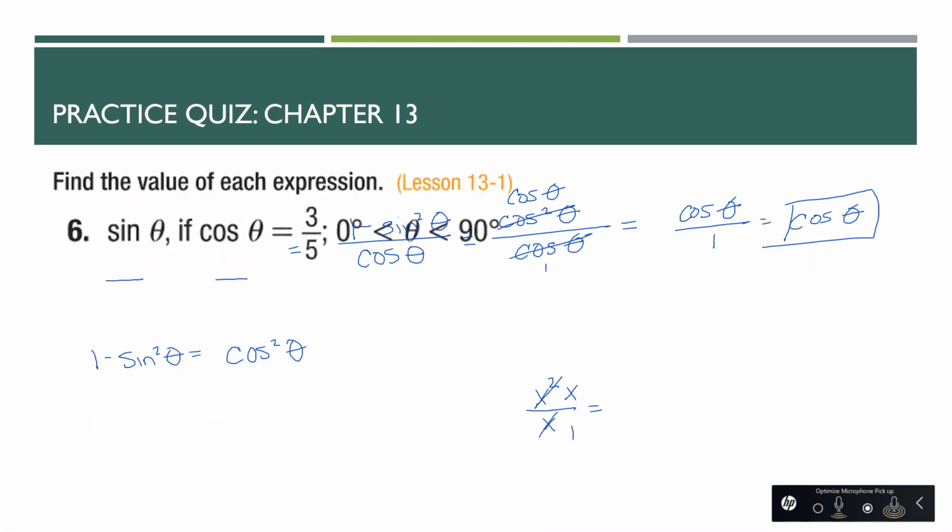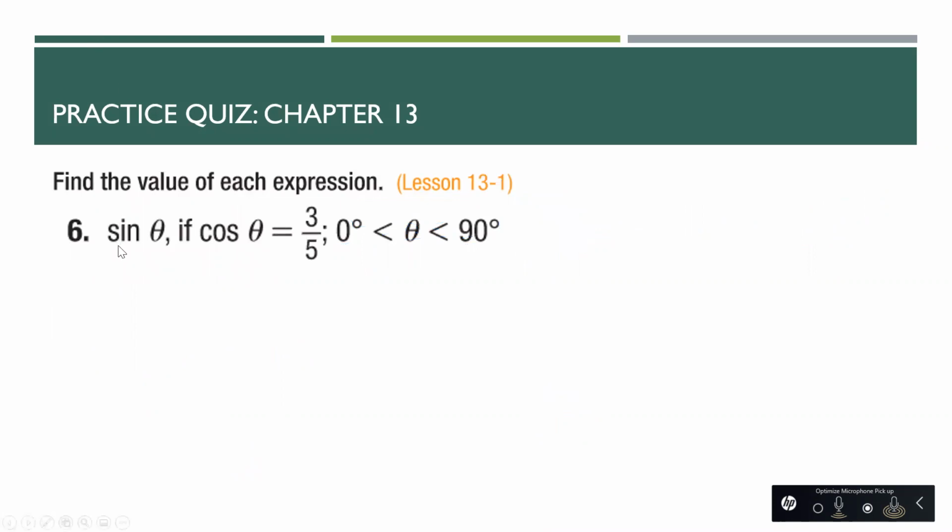All right. So number 6 says find the value of each expression. So it says sine of theta if cosine of theta is equal to 3/5. Okay, and theta is between 0 and 90 degrees. Okay, so we have sine and cosine. So we're going to use the Pythagorean identity. So we have cosine squared theta plus sine squared theta is equal to 1. That is what the Pythagorean identity states, okay?